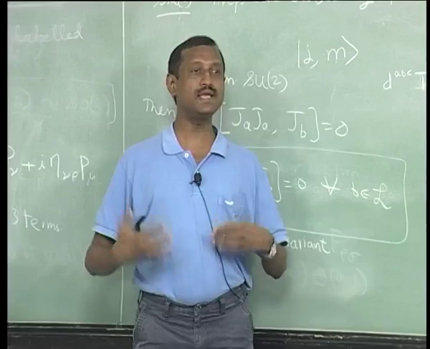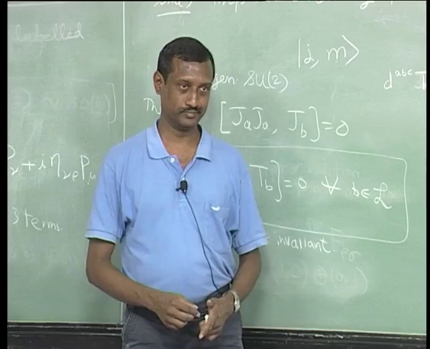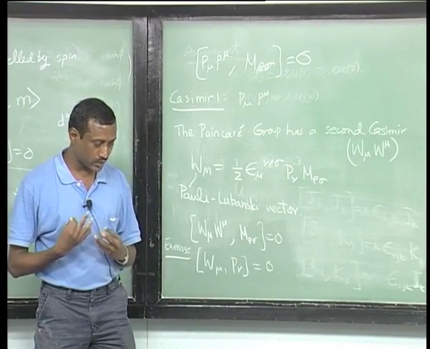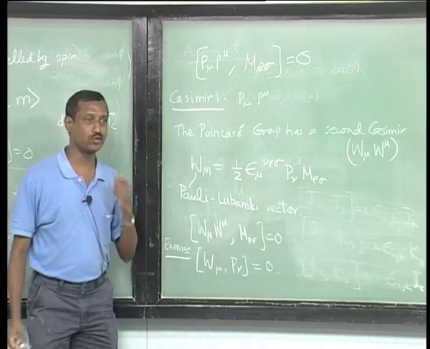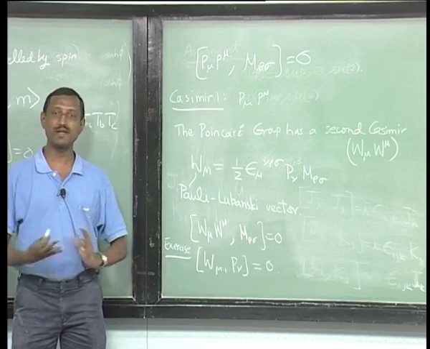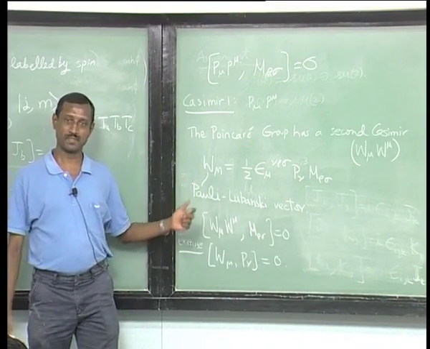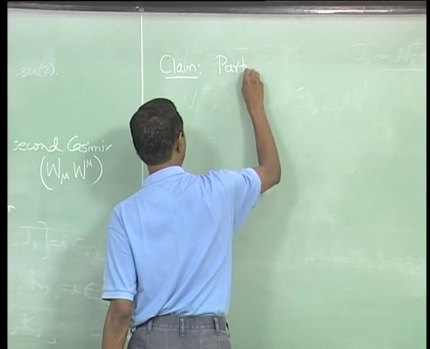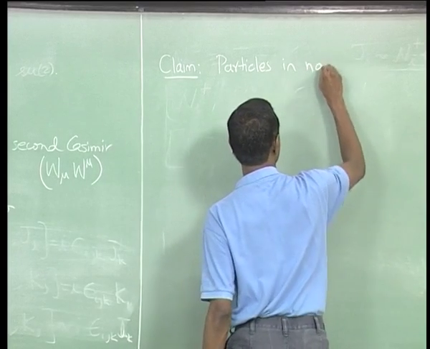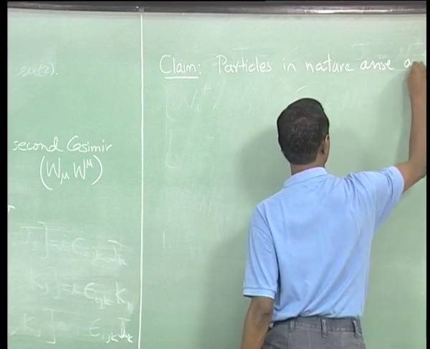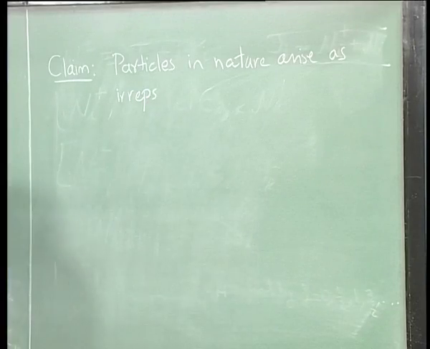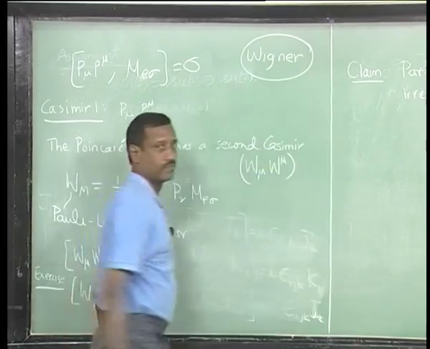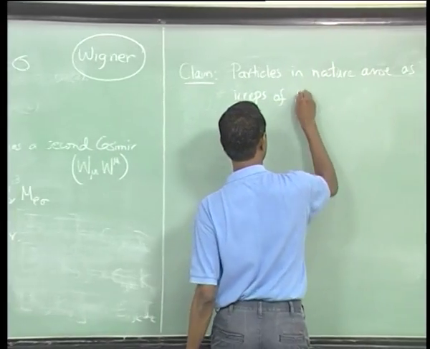So, what this tells you is that any irrep of the Poincare group will have two labels. Before we do that, let us look at objects which can be in representations of the Poincare group. If we take that to be a fundamental symmetry in nature, you would think that fundamental particles in nature should be in some irrep of this group. So, we will make a claim: fundamental particles in nature arise as irreps of the Poincare group. By the way, most of this discussion is due to Wigner.